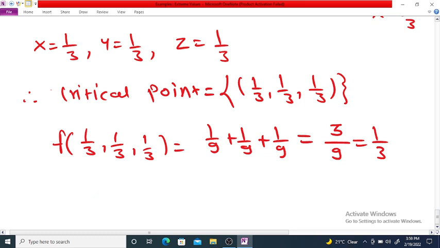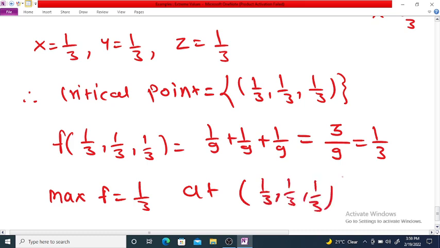Okay, so this is the answer. The maximum value of f is equal to 1 by 3 at 1 by 3, 1 by 3, 1 by 3. So this is the answer.